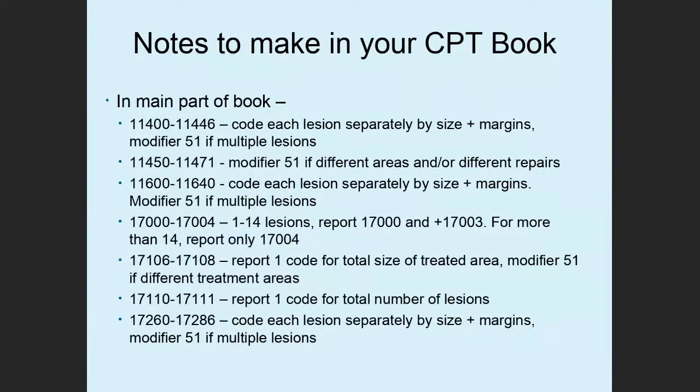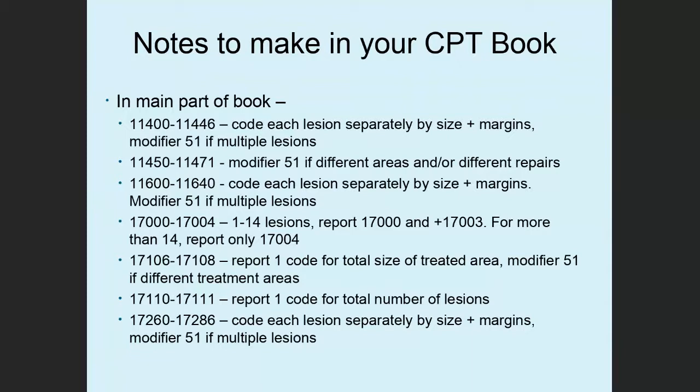Notes to make in your CPT book. Remember, we talked about the different ways that codes are selected. So make notes in your book about how to select it. You can abbreviate these notes listed here because this is kind of wordy, but it will make it much easier to code if the selection process is spelled out. You don't have to go back to the paragraph. You don't have to think about how am I supposed to do this.